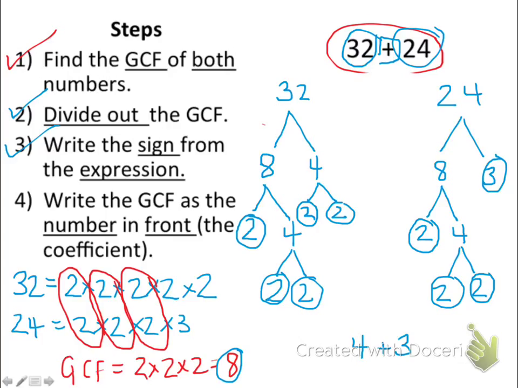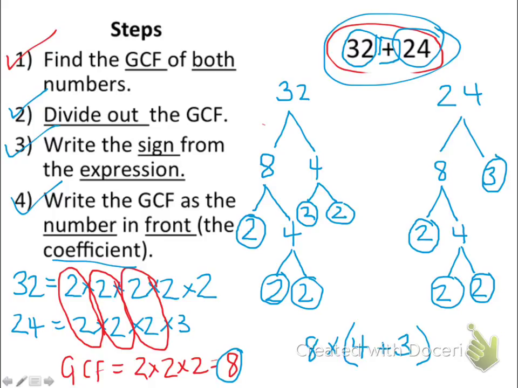Last step. Write the GCF as the number in front or the coefficient. That's the math word for it, coefficient. Okay, so I'm going to put my parentheses around these, and then my GCF was 8, and I have 8 times. Now I'm done. So now I've written these 2 numbers together using the distributive property. And these guys would end up being equal. If you want to check it, you're welcome to.